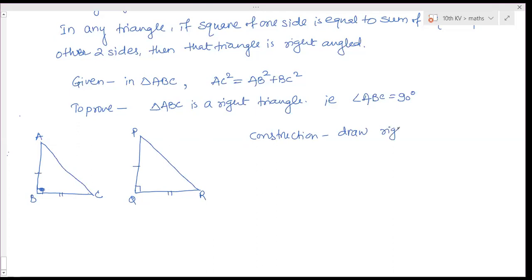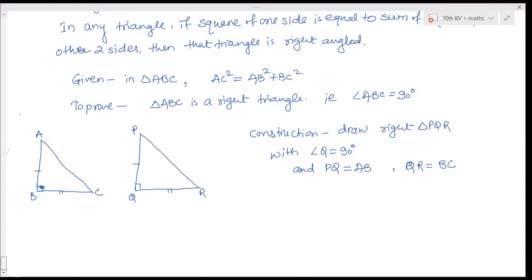Draw right triangle PQR with angle Q equal to 90 degrees, and PQ equal to AB of the earlier triangle, and QR of this triangle equal to BC of the original triangle. Okay, so now proving.